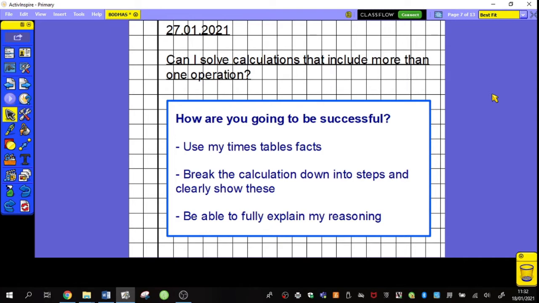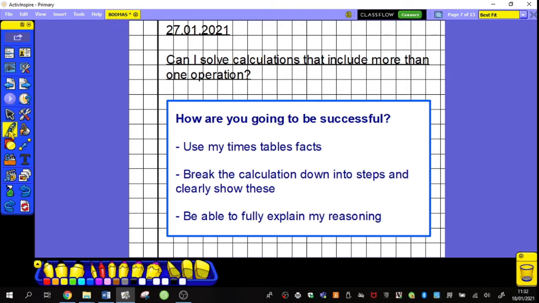Right, today we're going to continue to solve calculations that include more than one operation. An operation, we looked at them yesterday, is simply adding, subtracting, multiplication, divide, or it could be something in brackets, or something squared, or something cubed.